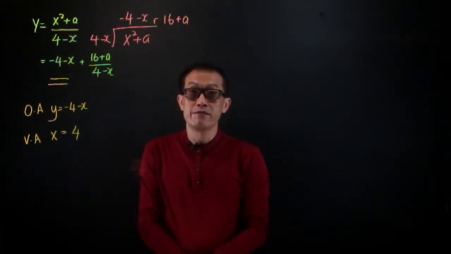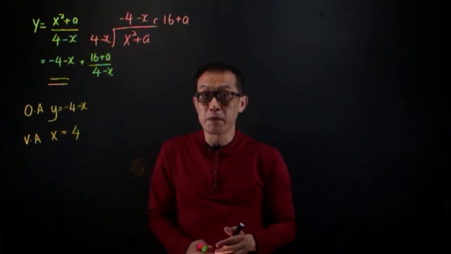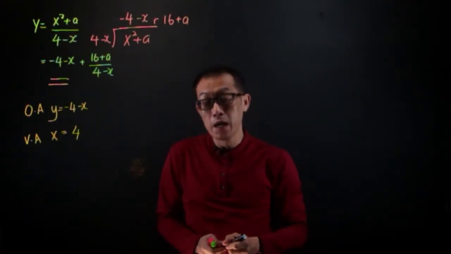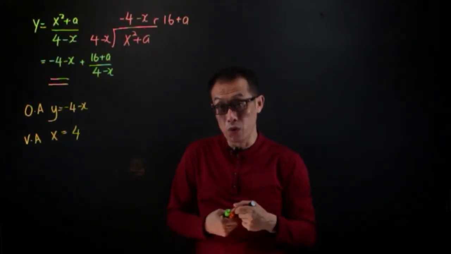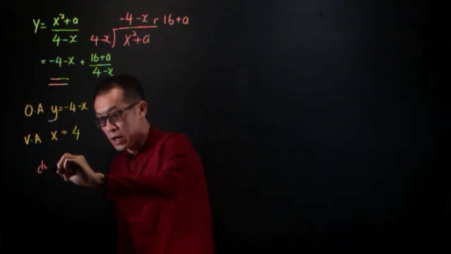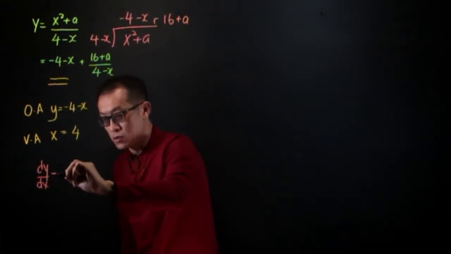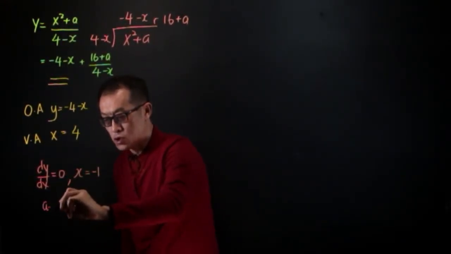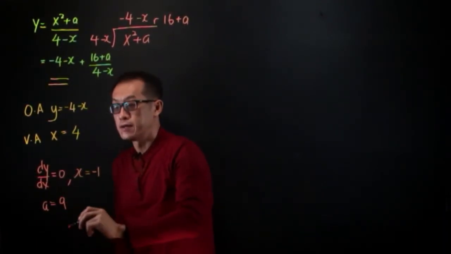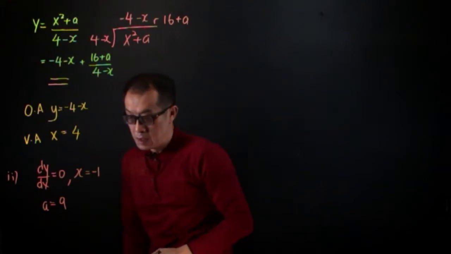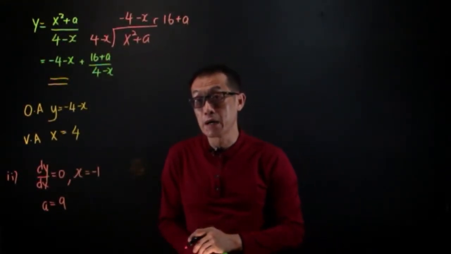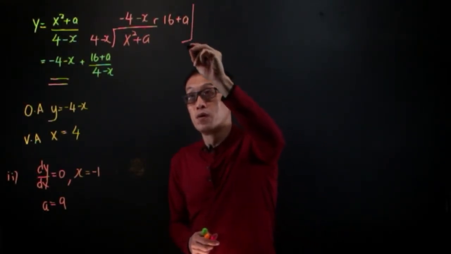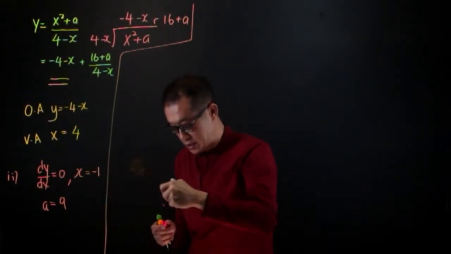Now you are given a graph that has a turning point at x equals minus 1. Now what does that mean? All turning points have gradient 0. That means you are given that dy by dx equals 0 at x equals minus 1. You are asked to show that a equals 9. Now this second part of it is rather simple. So you just follow the given instruction in the question.